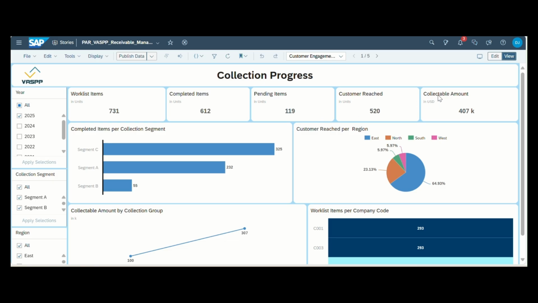Now, the key metric, collectible amount, $407,000. Every dollar delayed here is capital stuck. That's why teams must prioritize high-value cases to maximize impact.